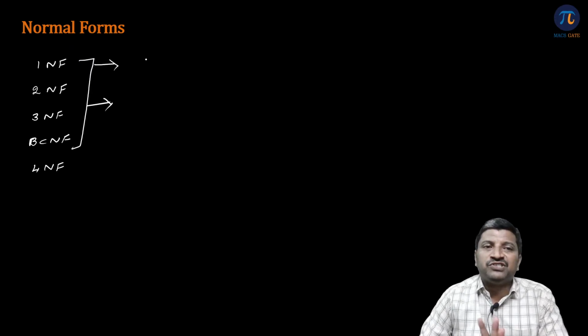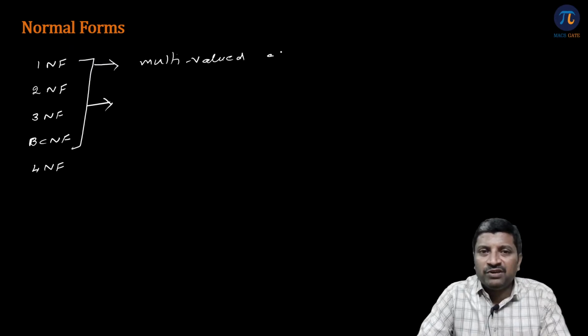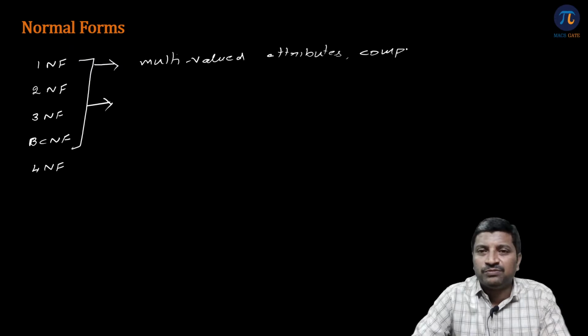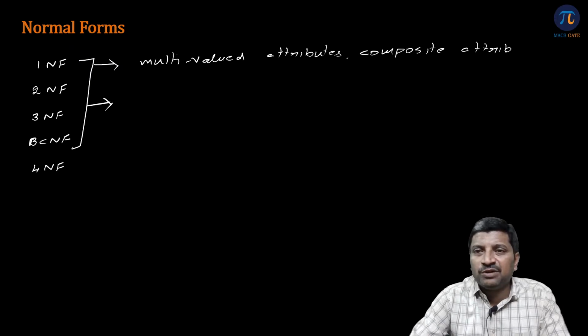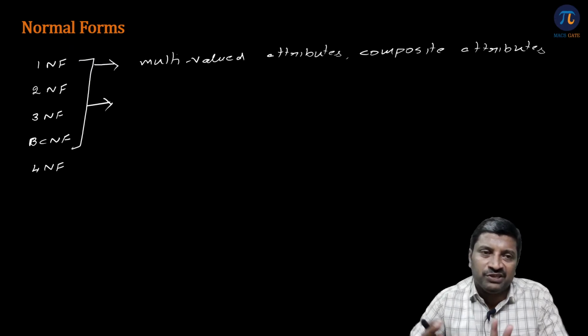First let me give an overview of these normal forms. First normal form mainly deals with multi-valued attributes. Similarly, if there are composite attributes, the first normal form deals with these two types of attributes. How to deal with these two types of attributes, we will discuss.